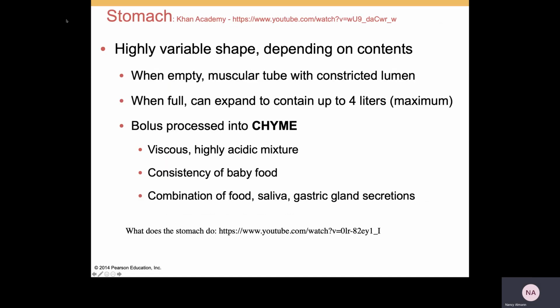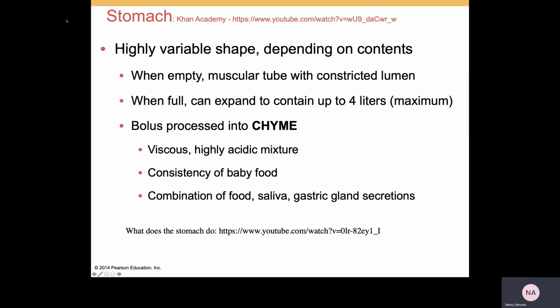Now, the stomach is basically a J-shaped organ, but the shape can be pretty variable depending on what's in it. When it's empty, it's basically just a muscular tube. The lumen is constricted. When it's full, when you're over-consuming, it can hold up to 4 liters maximum. It's not something that I encourage people to do.